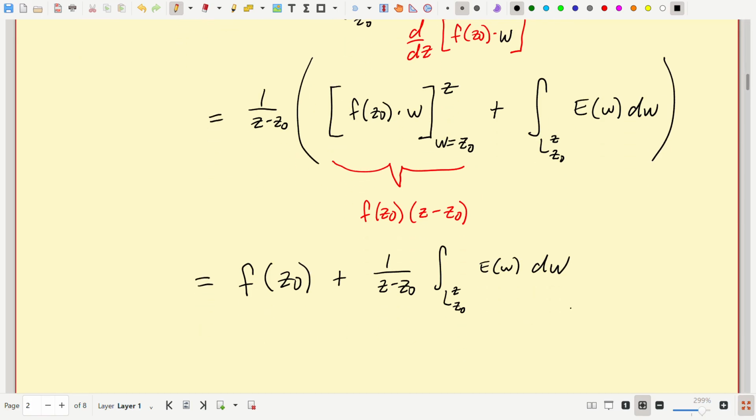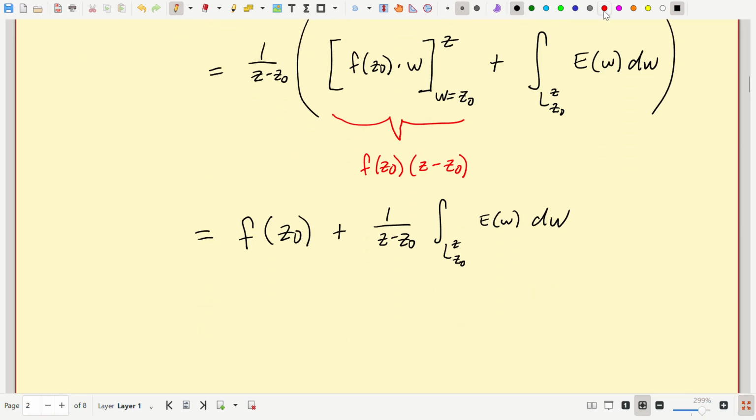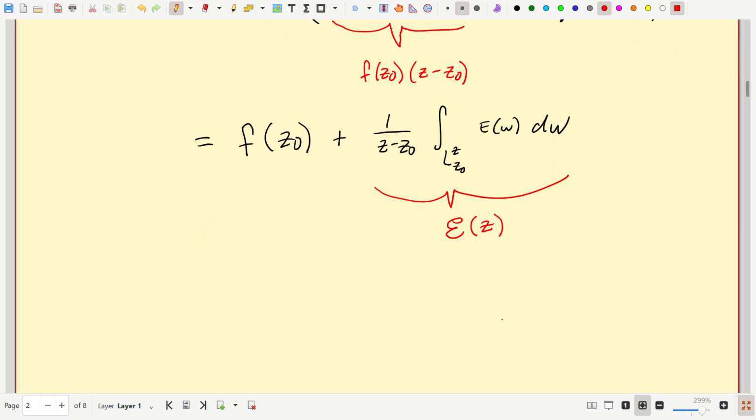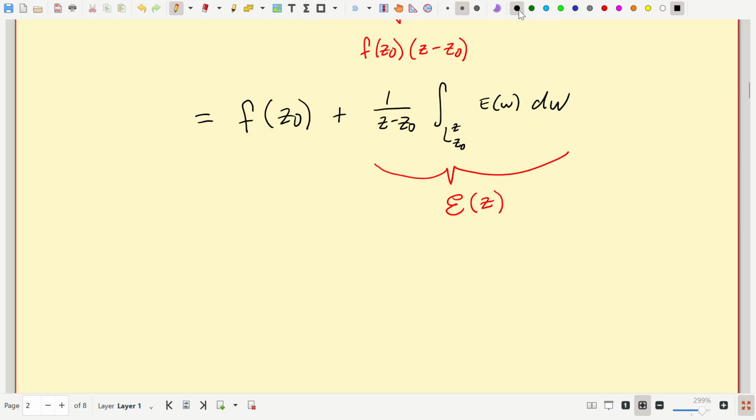So I would call this the error. Why don't I call it curly E? It's going to depend on z, so I'll call it curly E of z. And now all I'm going to do is use the fundamental basic estimate for integrals to estimate that thing. So now we estimate curly E of z.